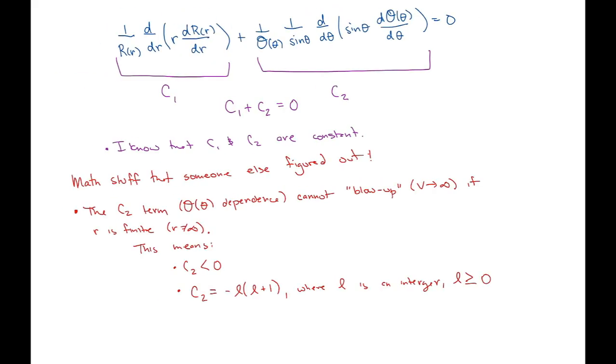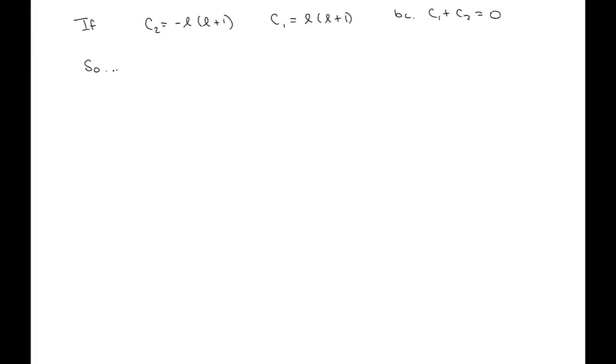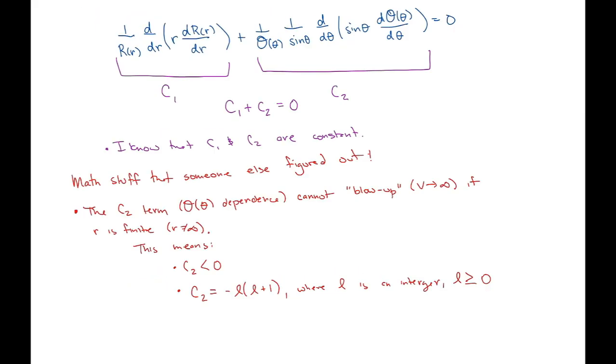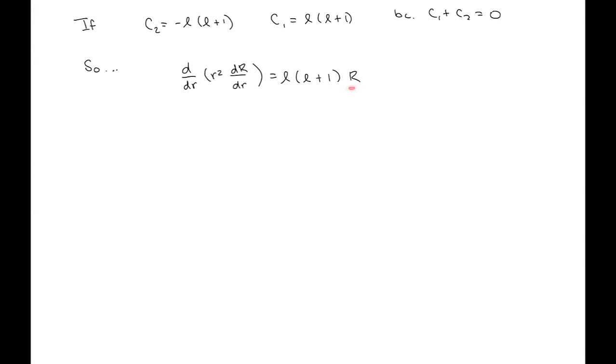If I look back here, that means that this term here is C1. So that means that first term has to be equal to L plus 1 times R. Okay, so all I did was I set this whole thing equal to what I knew C1 had to be equal to, and then I multiplied both sides by R. I'm dropping the little r dependence on R just to shorthand that.